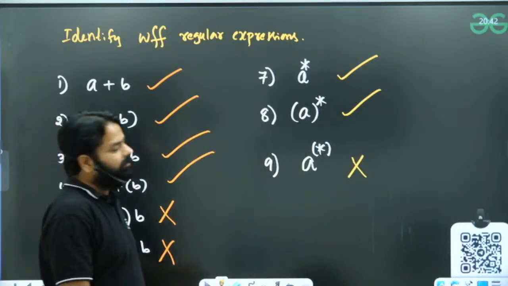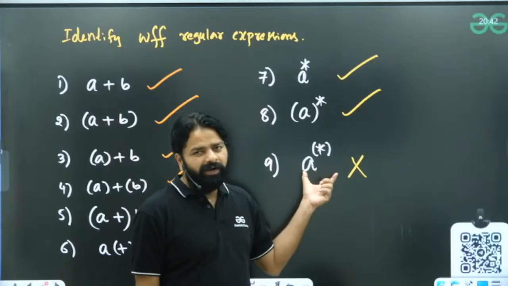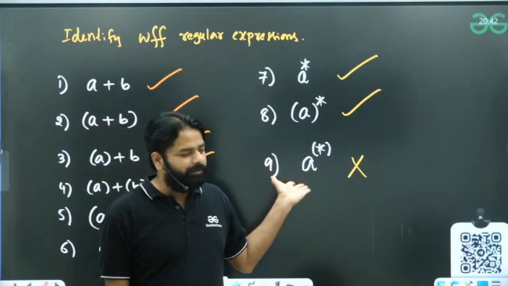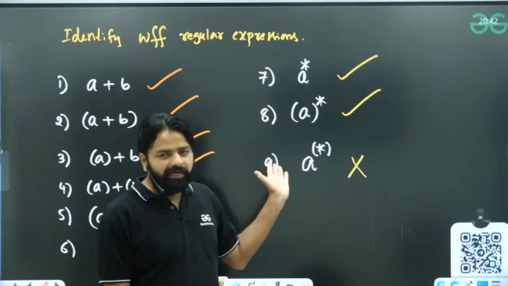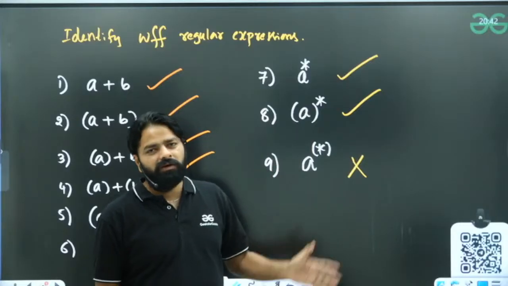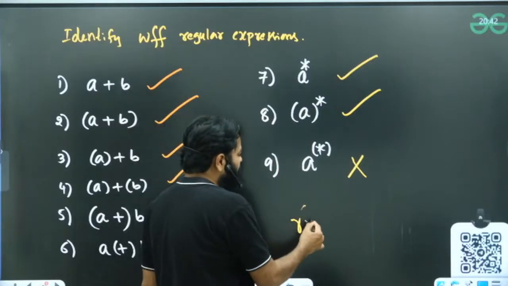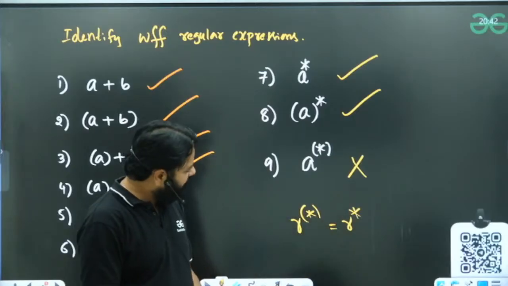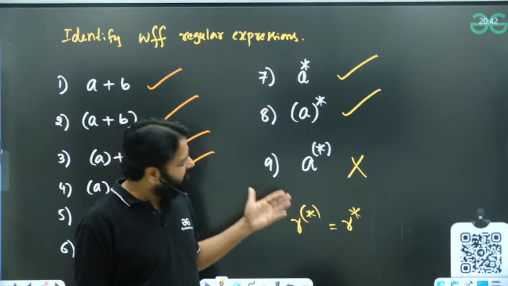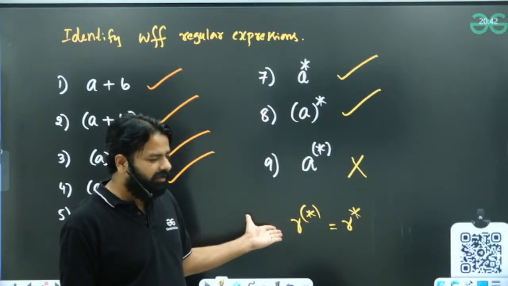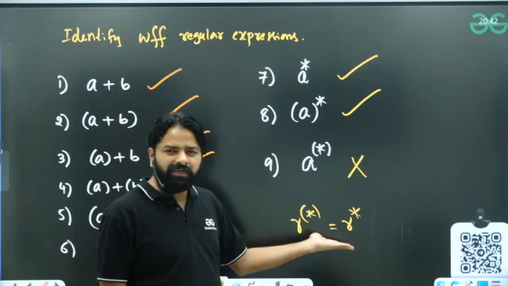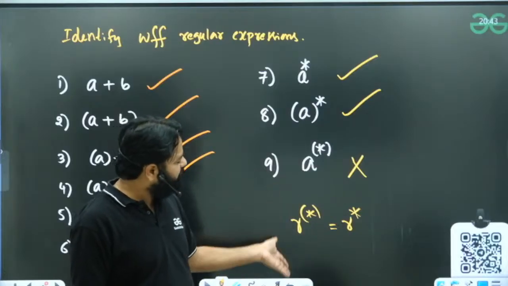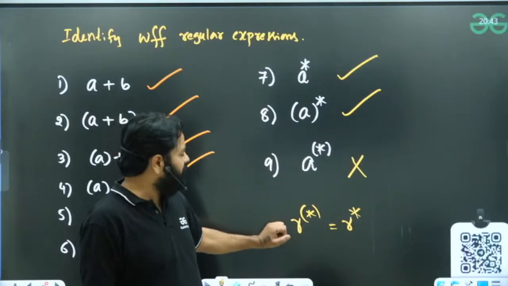One of the GATE exams asked something like this: R star is equal to R star. Will it be equivalent? R star is well formed. This is not well formed. It's not an expression at all. So this is not correct because it's not an expression. This is the expression. How can you compare, right?